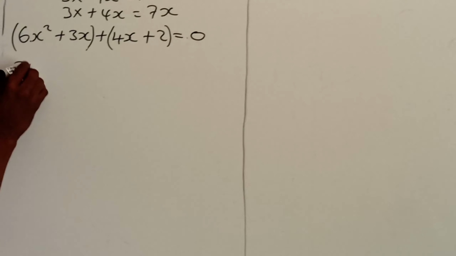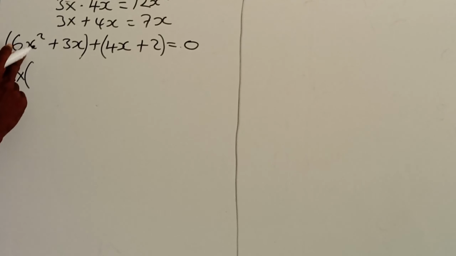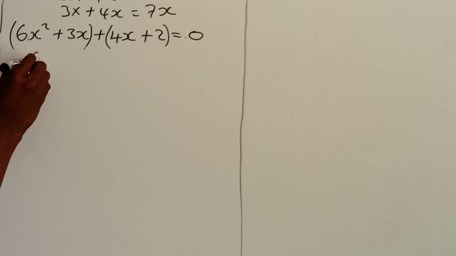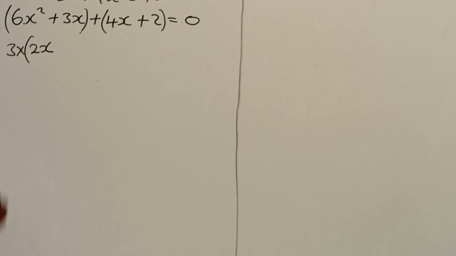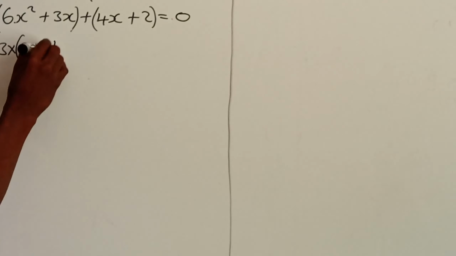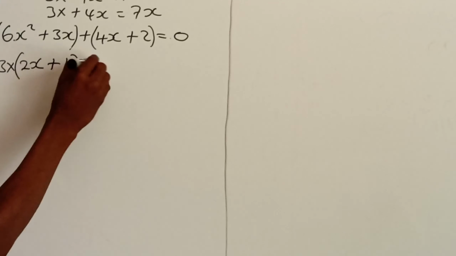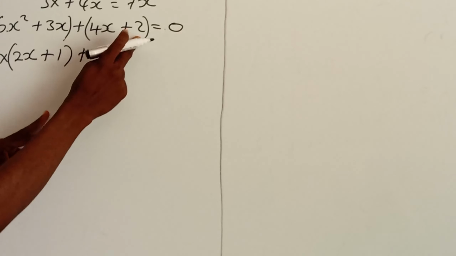It's 3x. Yes, because 3x can enter here how many times? 2x, because 3 times 2 is 6, x times x is x². Plus 3x divided by 3x is 1. Plus 4x plus 2.